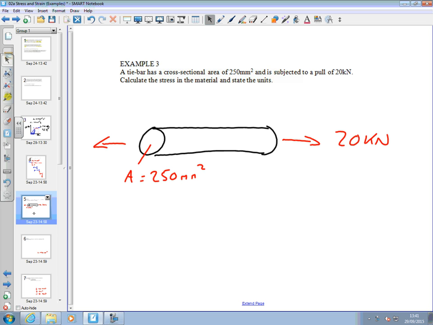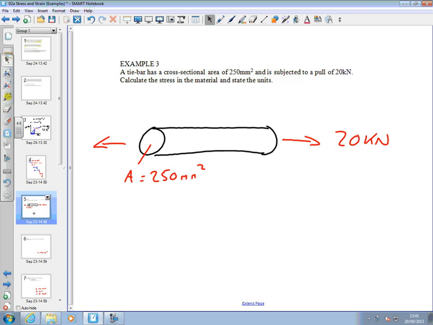So another example for stress strain then. Let's look at the problem. You think you've got this in the booklet, so there it is, example number 3. A tie bar has a cross-section area of 250 square millimeters, subjected to a pull of 20 kilonewtons. Calculate the stress in the material and state the units.